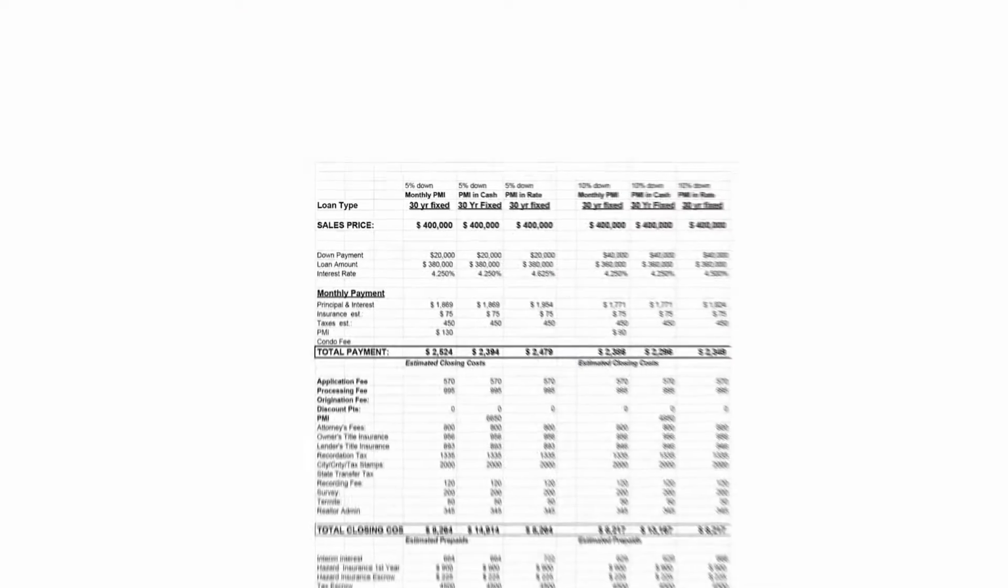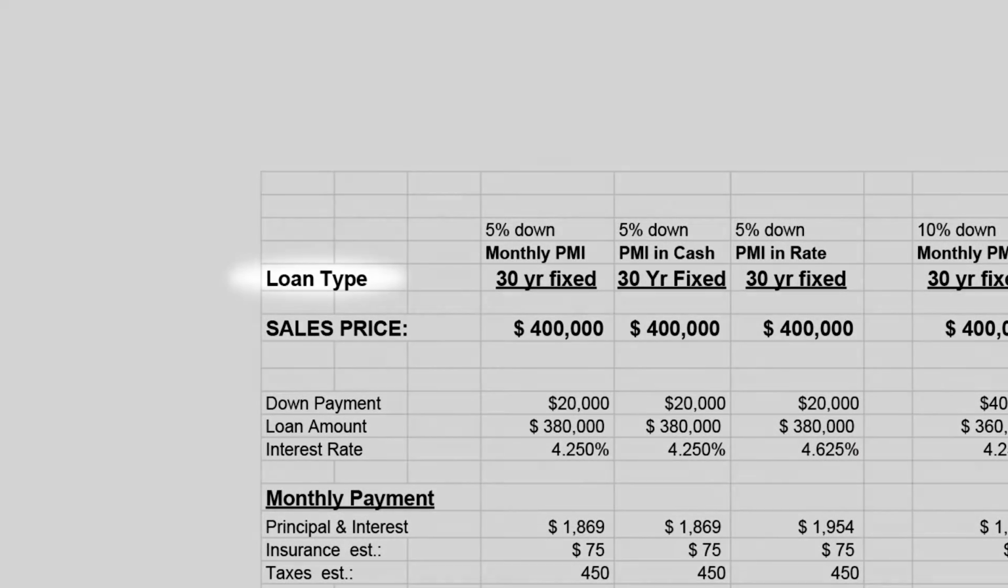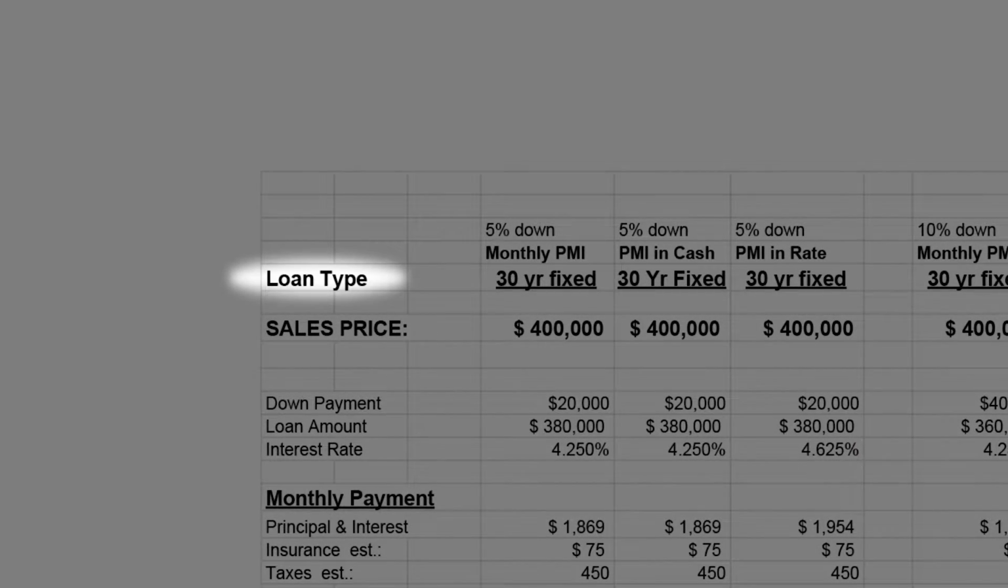While the video uses generic numbers as examples, the spreadsheet I have sent you or will send you is customized to you and your situation. Starting at the very top of the spreadsheet, you will see loan type. There are many different types of mortgages, and the most popular one by far is a 30-year fixed.